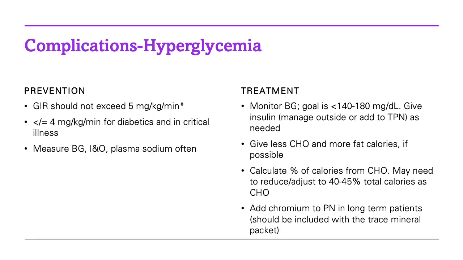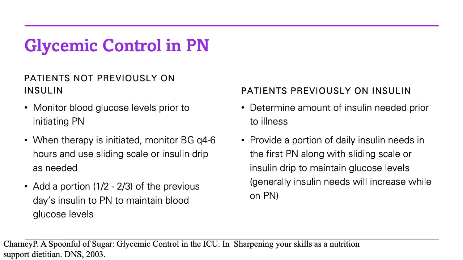And then for long-term patients, make sure that we're giving them those trace elements and they're not at risk for a chromium deficiency. So for achieving glycemic control in PN, for patients who were not previously on insulin, we want to monitor blood glucose levels prior to initiating PN. When therapy is initiated, we monitor blood glucose every 4 to 6 hours, and then we use a sliding scale, or if they're critically ill in the ICU, we can use an insulin drip as needed.